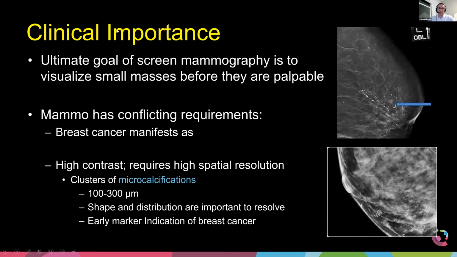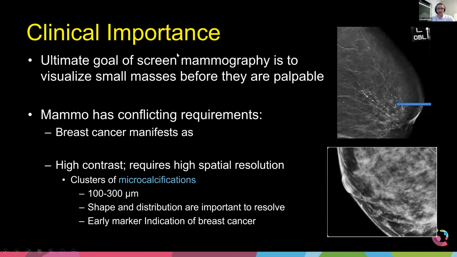So the ultimate goal of screening mammography is to visualize something before it's palpable. Because once a woman can start to recognize it, and I know there are other signs like nipple discharge, bleeding, and all that other stuff. So I know there are other things besides just a simple palpable mass, but the point here is once it gets to palpable, it's a pretty good size mass we're dealing with. So we need to see something small in a radiograph, in a mammogram.